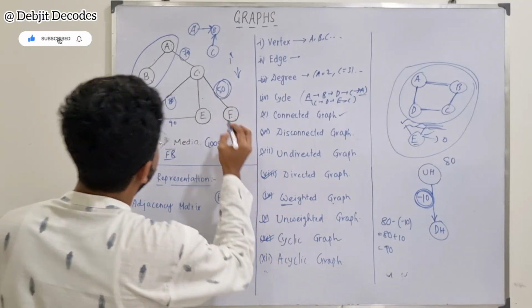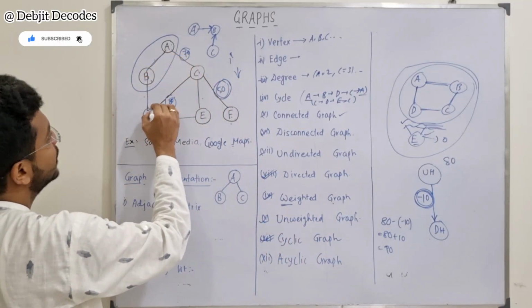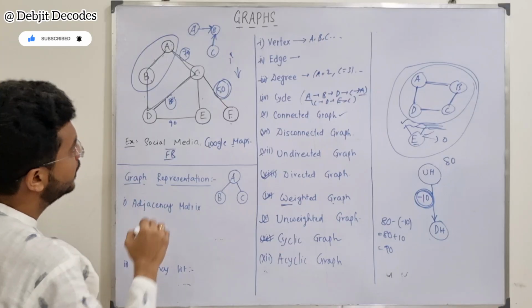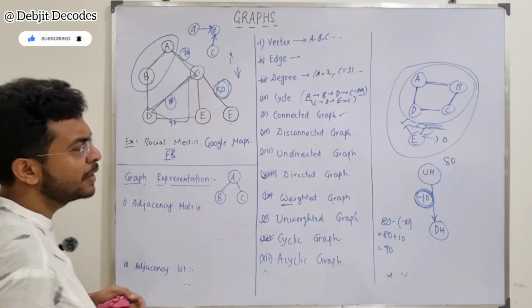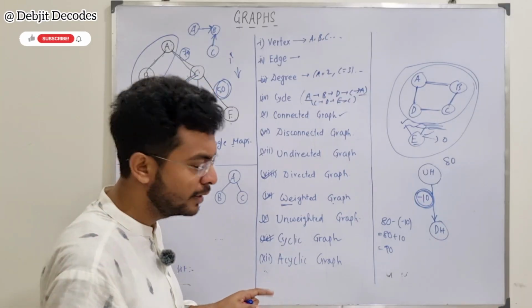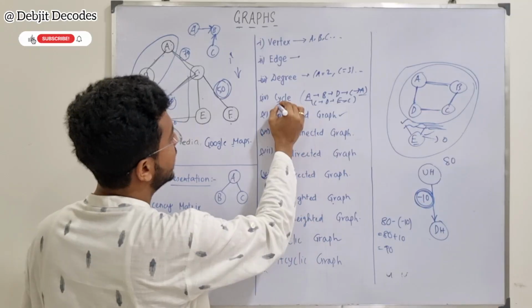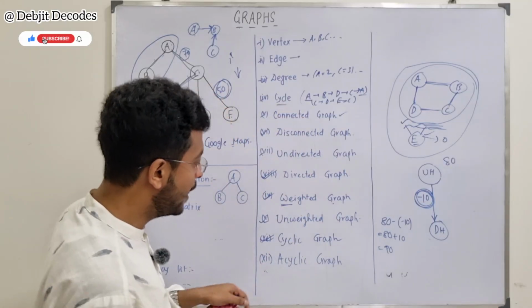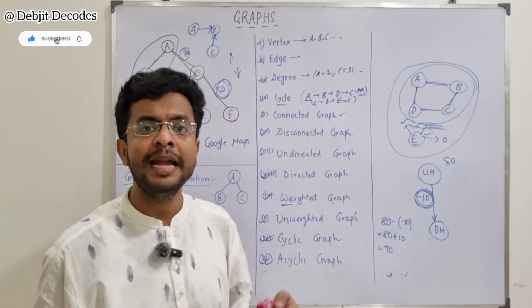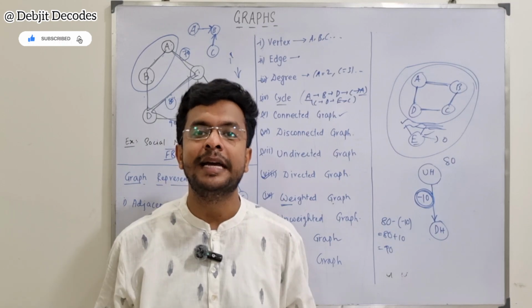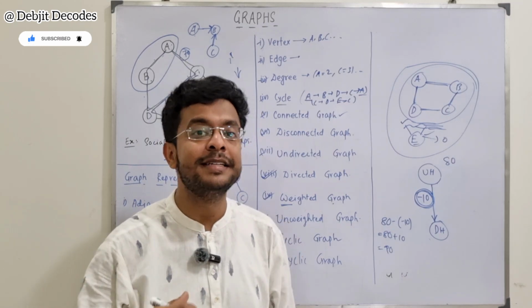What is a cyclic graph? If a graph contains a cycle, this particular graph contains a cycle, so this is a cyclic graph. This is also a cycle, so this is a cyclic graph. If a graph contains a cycle, that is a cyclic graph, right? Because we already know what a cycle is, I've just said it directly. Now, what is an acyclic graph? A graph that doesn't have any cycle.